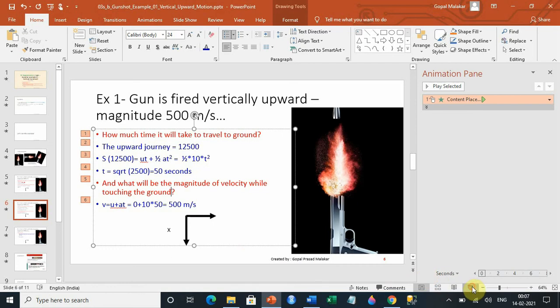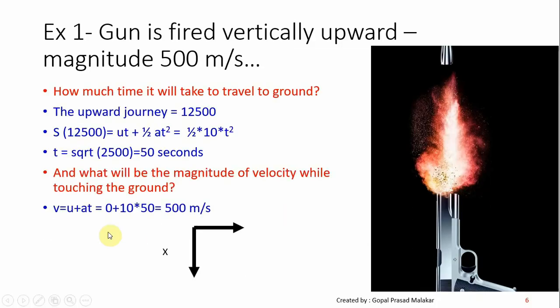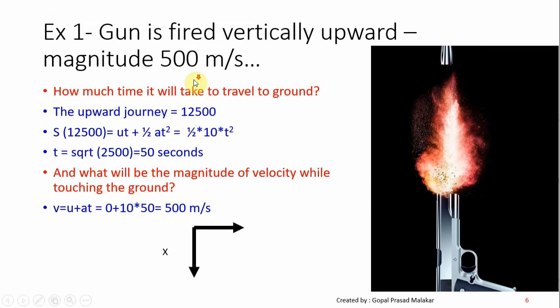So when it is touching the ground, just go by the same concept. V equal to u plus at. Initial velocity while coming down was 0. 10 into 50, it will be 500 meters per second. Very much the same speed with which it was fired initially, right?